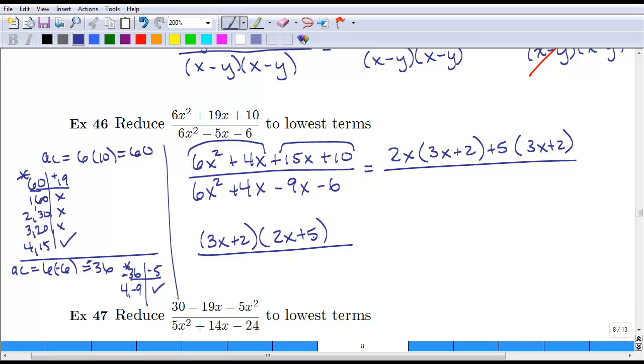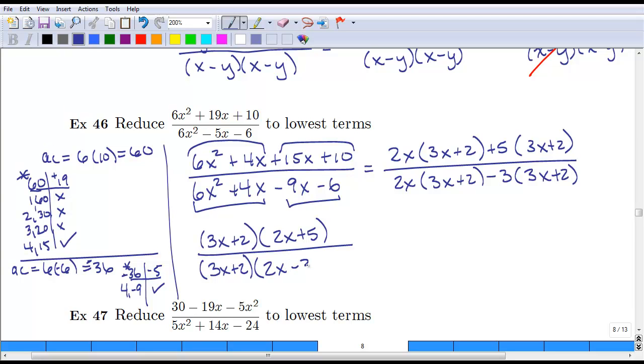Like I said, you could have done guess and check. That's fine. I chose to review the AC method. So if we look at the denominator here, we have, again, in common a 2x. And we are left with 3x plus 2. And if you look at the second two, notice they are both negative, so I'm going to factor that out. Negative 3, and I'm left with 3x plus 2. So our denominator ends up being 3x plus 2, the common factor, and 2x minus 3 as the remaining pieces.